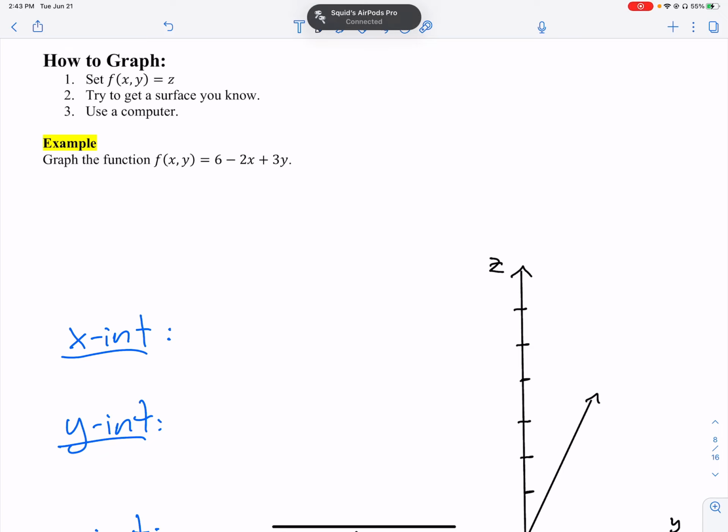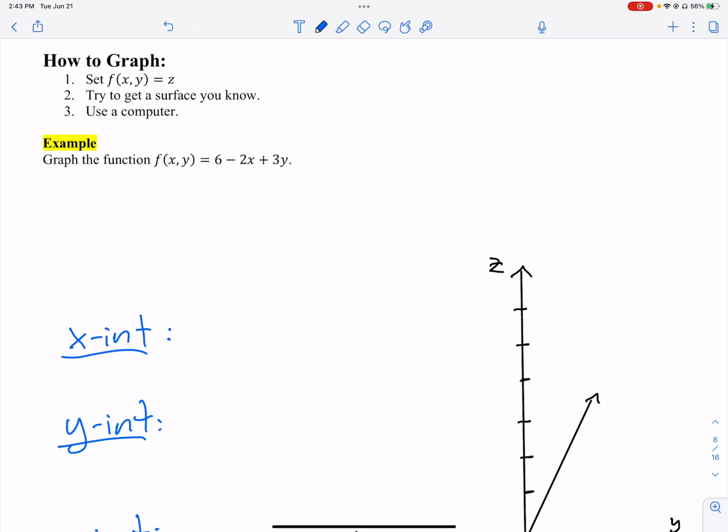In this video, we are going to continue our discussion of section 13.1. This is multivariable functions. We are going to work on graphing some of these. I gave you three steps for this: set the function equal to z, and then manipulate it, change it to be something that you recognize. If you can't do that, then use a computer.